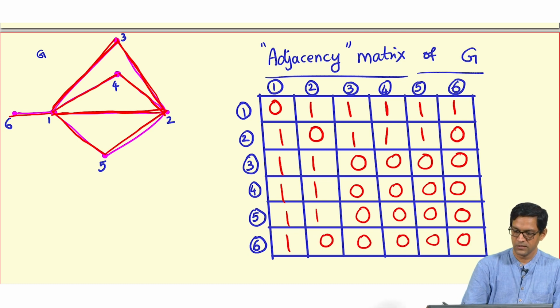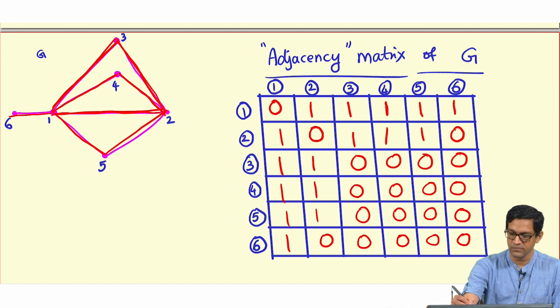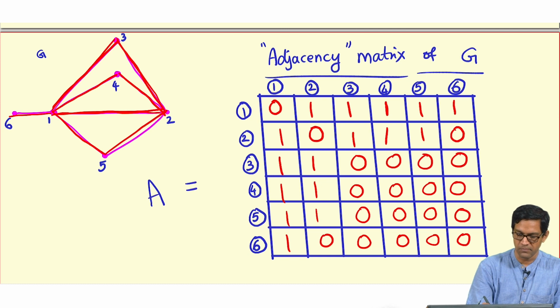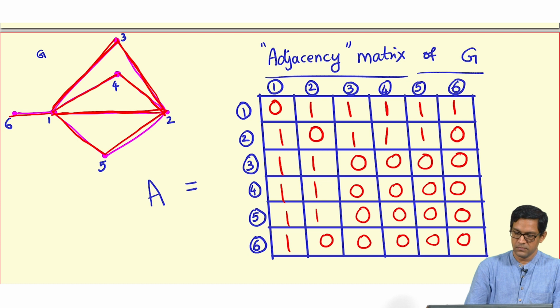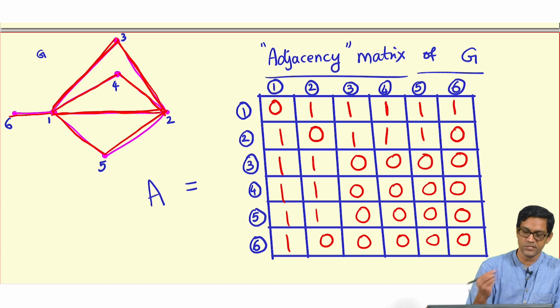Okay, so this 6 cross 6 table that we completed keeps track of what the various edges of the graph are. This is called the adjacency matrix of the graph, and let us give it a name. It is called A. In a sense, if you know the adjacency matrix, you know the graph. You can just reconstruct the graph by drawing the edges. If there is a 1 in the ith row jth column, you put an edge between i and j, otherwise you do not put an edge.